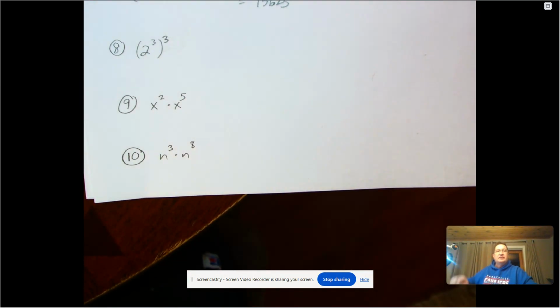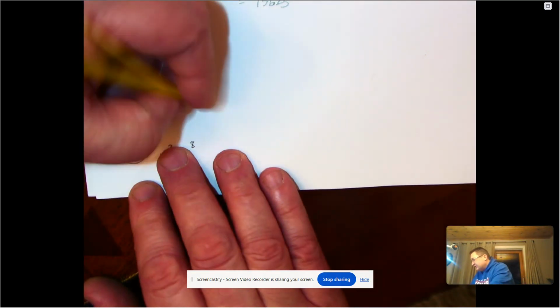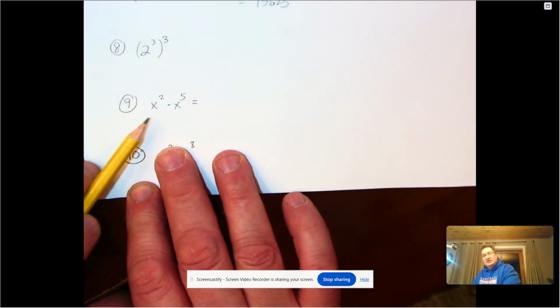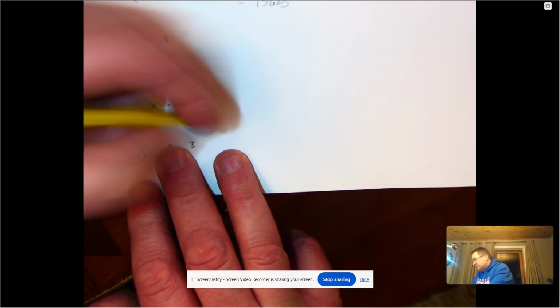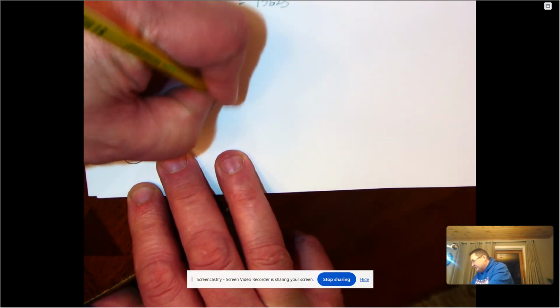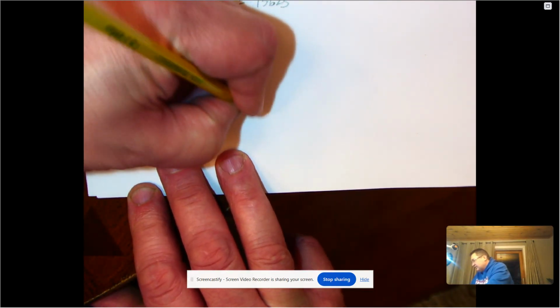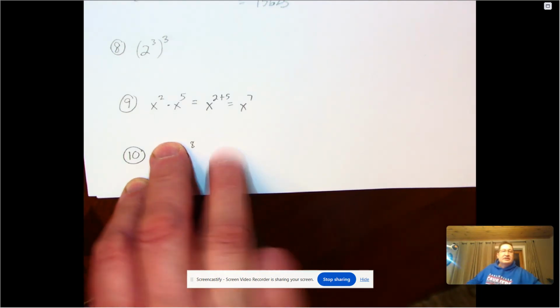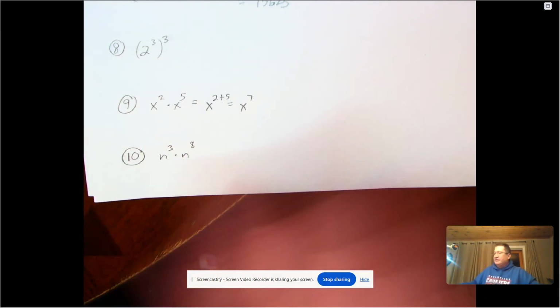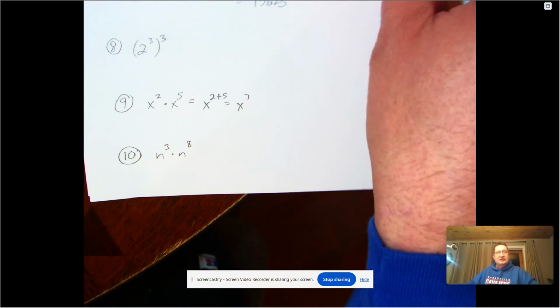Number 9, we have x squared times x to the 5th. Well, this is 2 x's, and then this is 5 x's. We can add those exponents. And so our answer there is x to the 7th. I will leave you to do number 10.